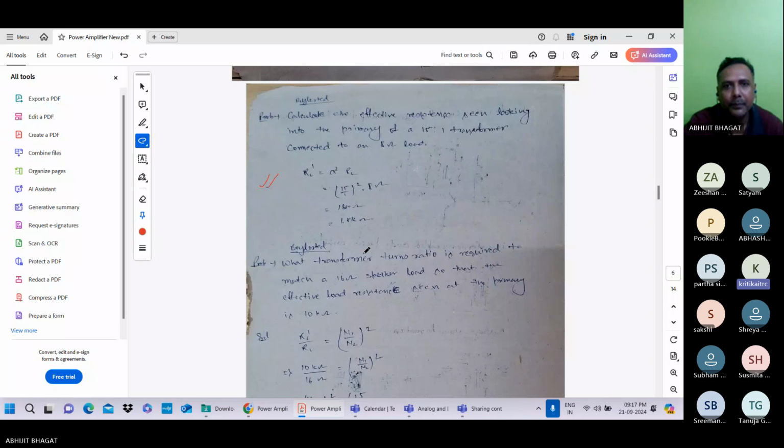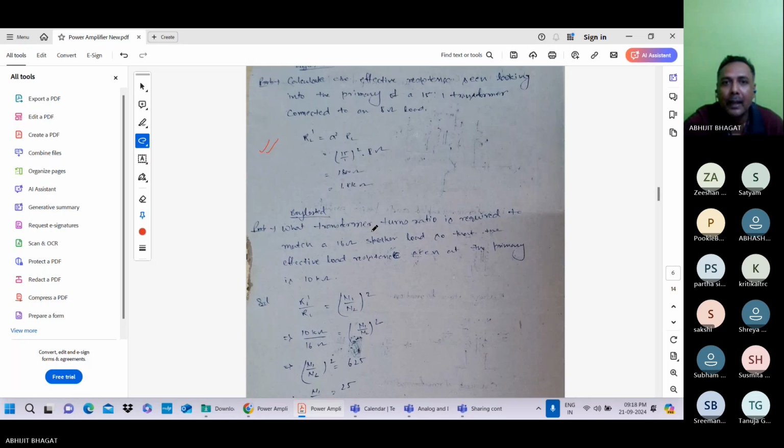Okay, sir. Just use the formula. You are getting the 1.8 kilo ohm. What is 1.8 kilo ohm? It is the effective load resistance across the primary side. It means if you put the 8 ohm load across the secondary side, the effective load across the primary side is 1.8 kilo ohm.